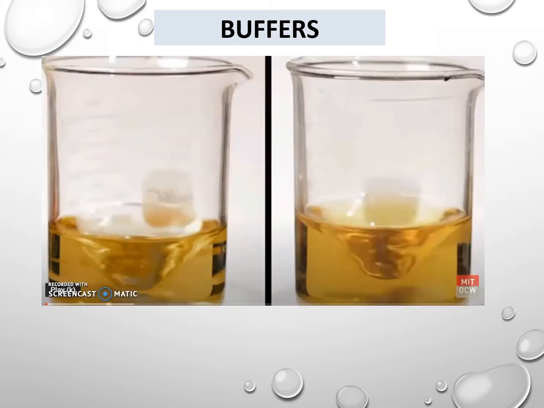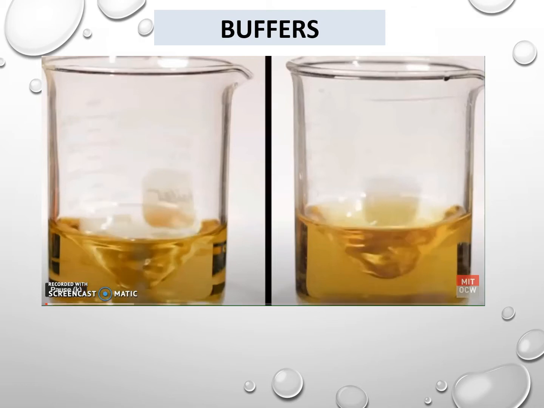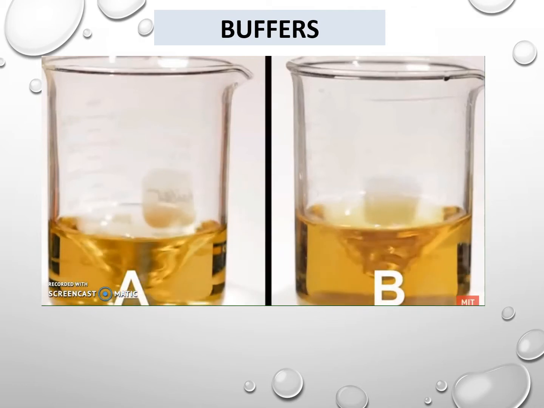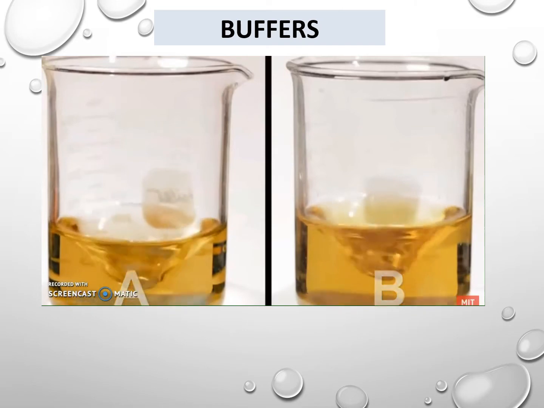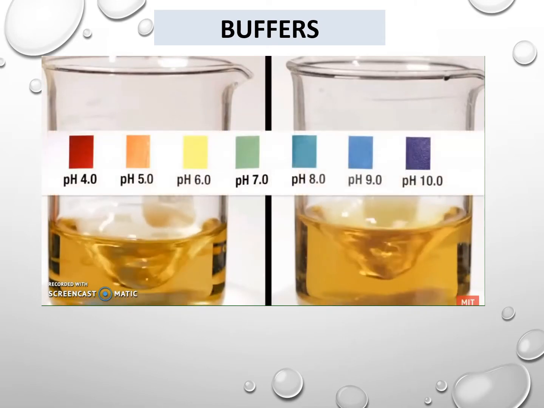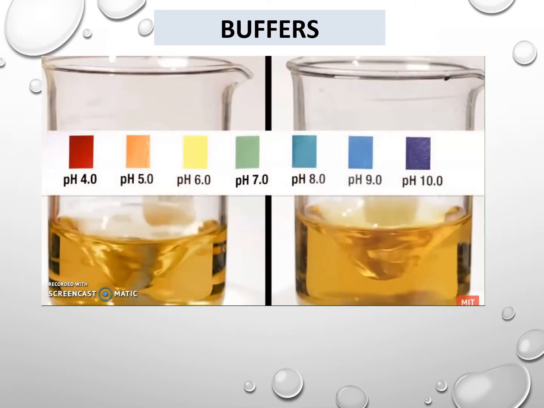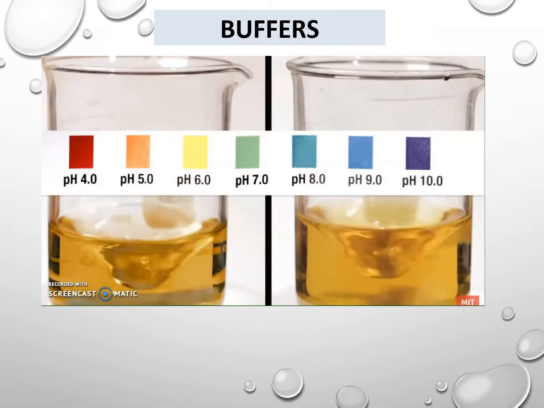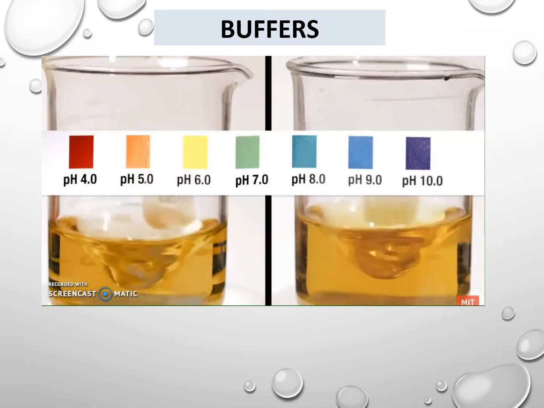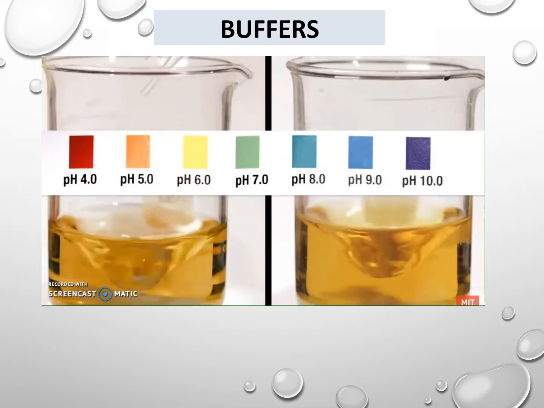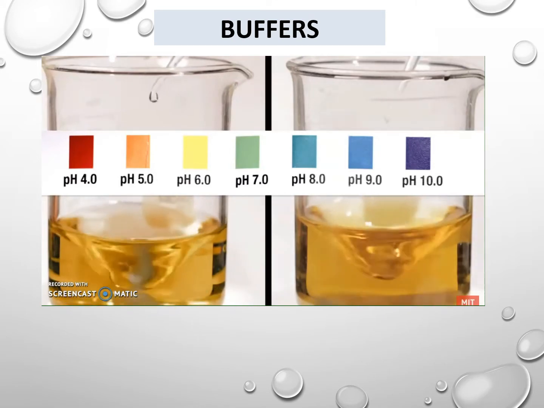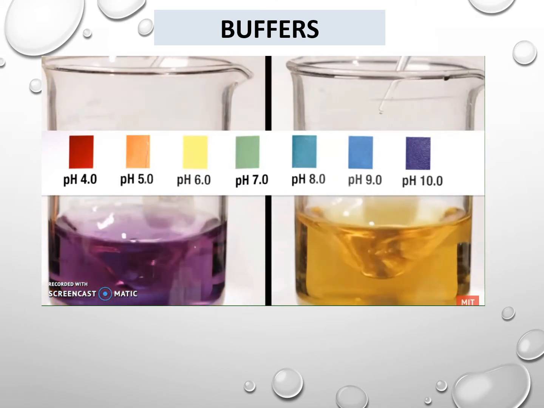There are two solutions A and B, which have been added with universal indicator. Here's the reference chart. As you can see, both the solutions are around pH 6 or very slightly acidic. Now, concentrated sodium hydroxide, a strong base, is going to be added to each solution. It only took one drop of strong base to dramatically raise the pH of solution A. After one drop, the pH of solution B did not change.